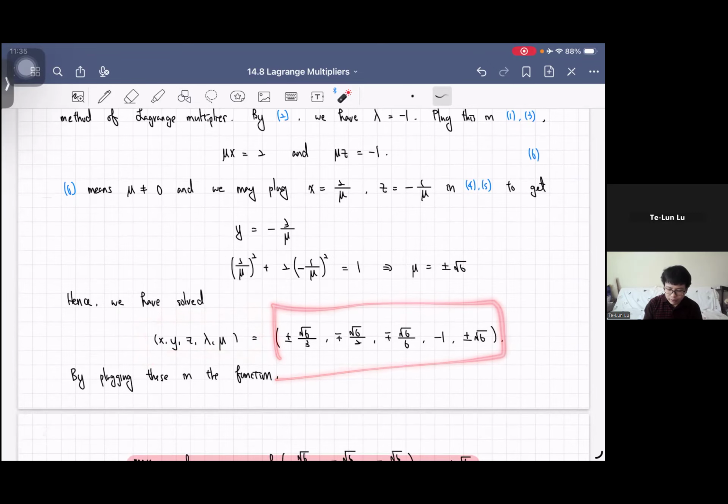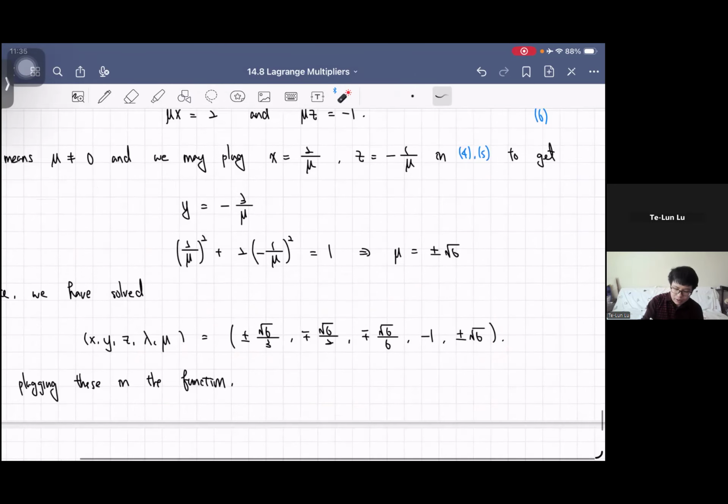So let me go through this notation. Note that I use plus minus and minus plus. That means that there are two solutions here. One corresponds to plus root 6 over 3, minus root 6 over 2, minus root 6 over 6, minus 1 and plus root 6. And there's another solution in the down part: minus, plus, plus, and minus. Okay, so there are exactly two solutions.